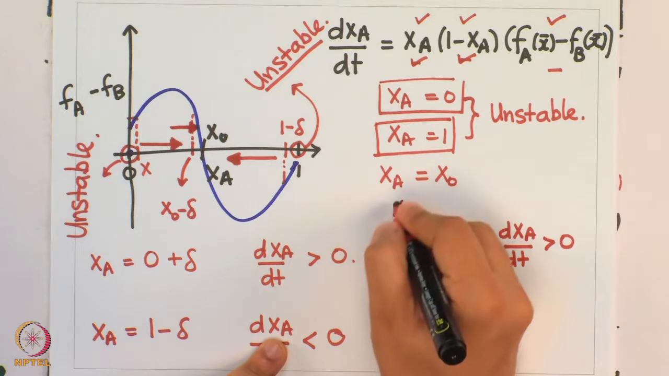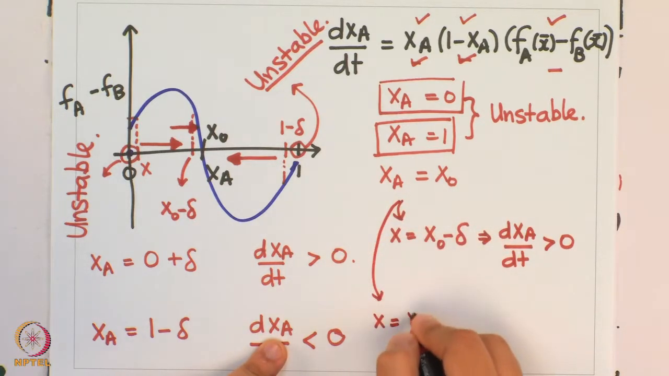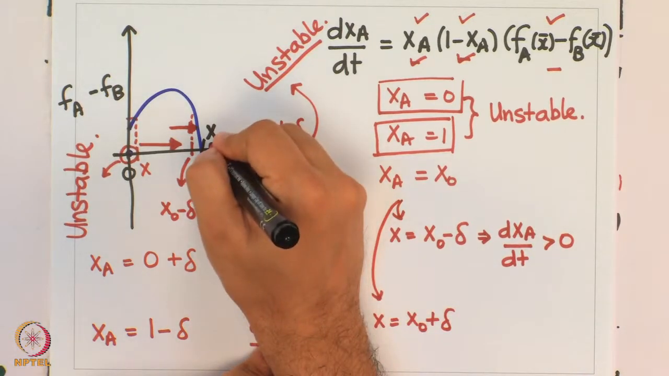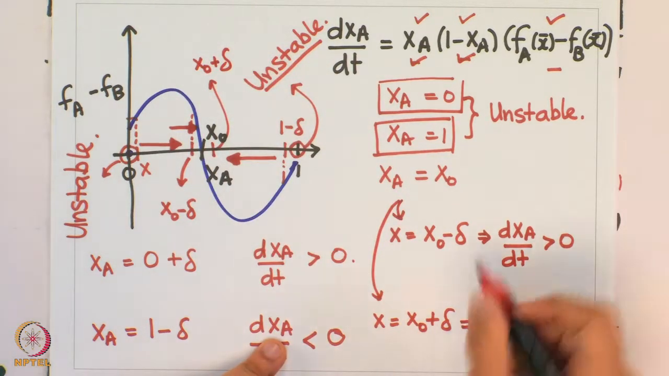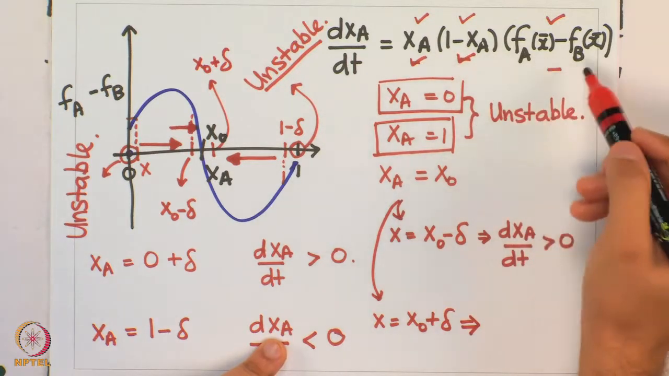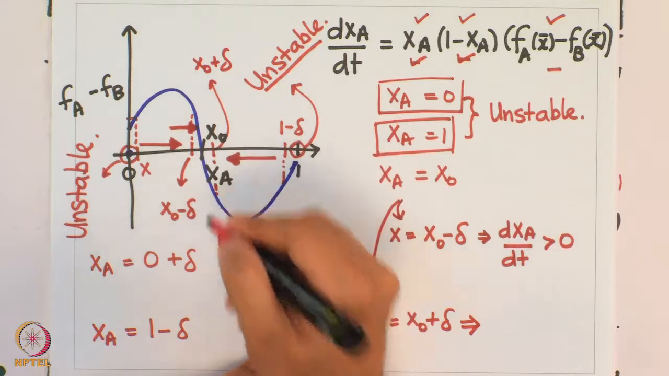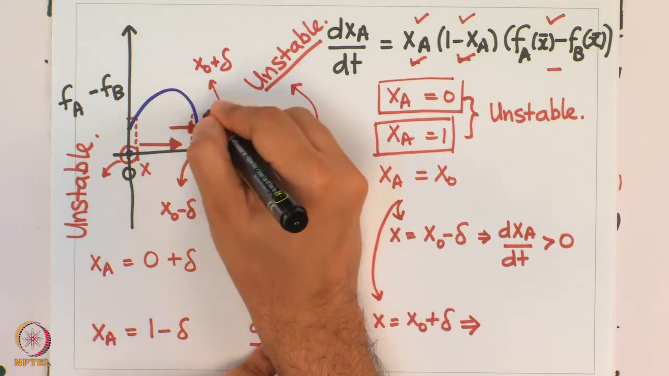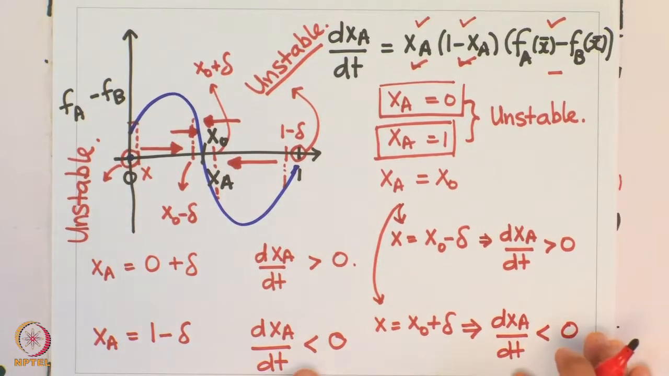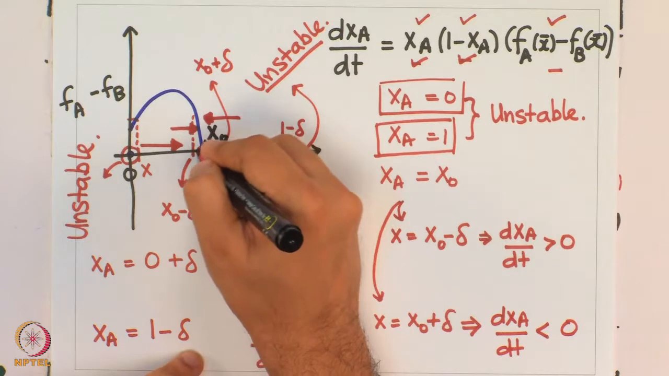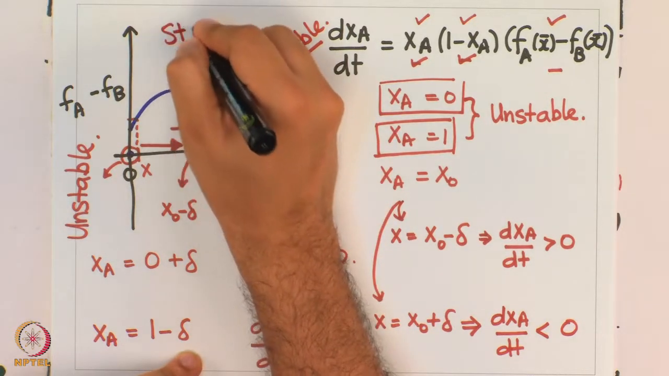Similarly, if the disturbance that is introduced here is x equals x naught plus delta, which means now I am talking of a disturbance which is here, this is x naught plus delta. At x naught plus delta, xa is positive, 1 minus xa is positive, and Fa minus Fb in this case happens to be less than 0. And if it is less than 0, it means the system moves in this direction again towards the point that it started from, towards the steady state that we are talking about here, which is x equal to x naught. Hence, at this point dxa by dt is less than 0, and you get a case where this particular point x equal to x naught is a stable steady state.